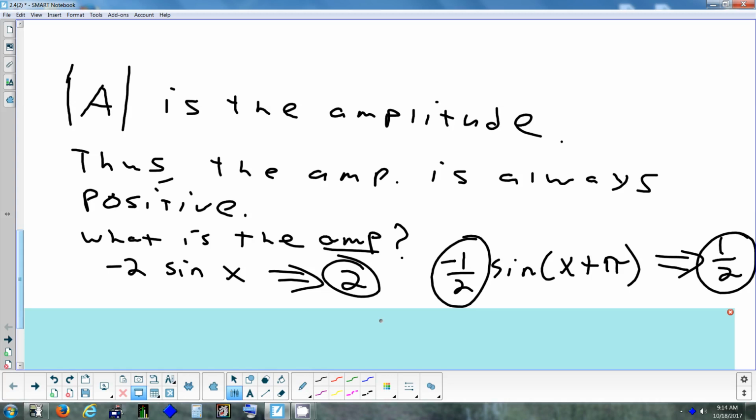And Mason, what if I did this? What's the amplitude now? 1/2. What if I did that? Orion, what would the amplitude be now? It'd still be 1/2. Yep.